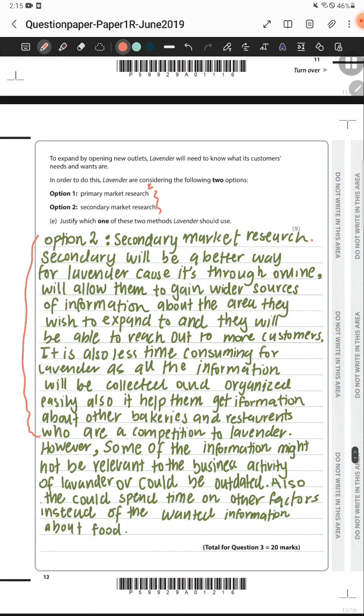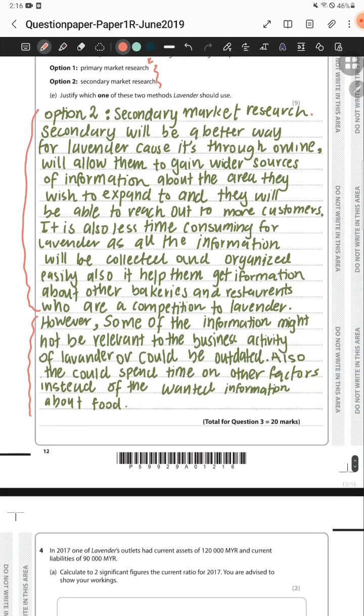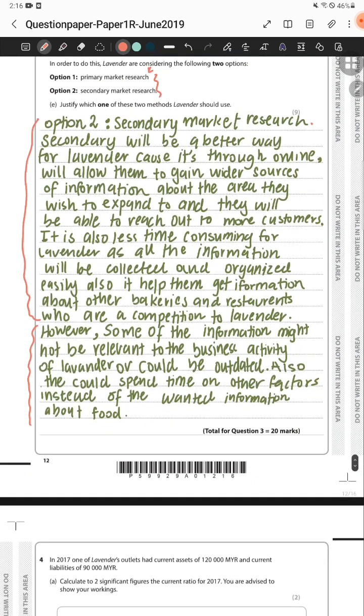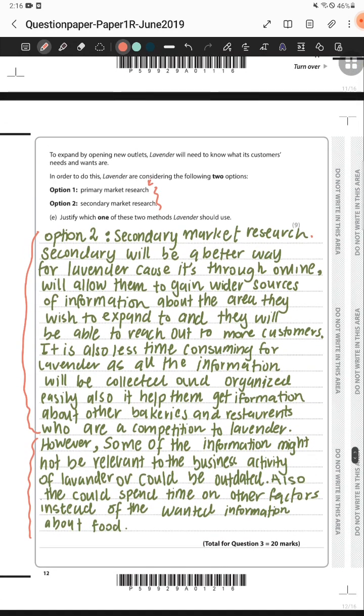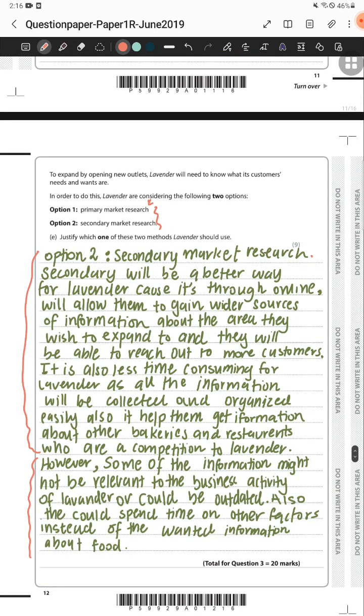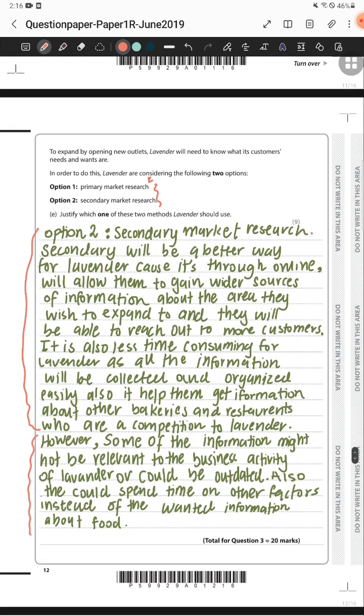Now, in order to justify, however, some of the information might not be relevant to the business activity of Lavender or could be outdated. Also, they could spend time on other factors instead of the wanted information about food. Now, this is true because online is super random, so this could happen. Alright, that's it for this part. You can rephrase it any way you like, it doesn't matter, but your answer should be in this form.